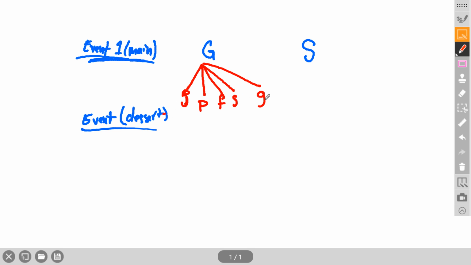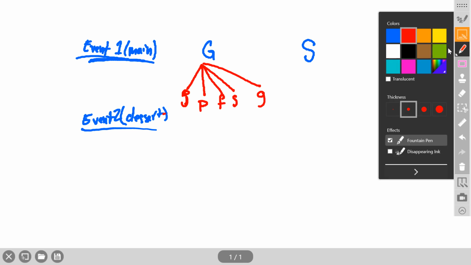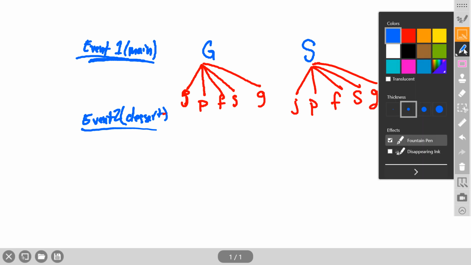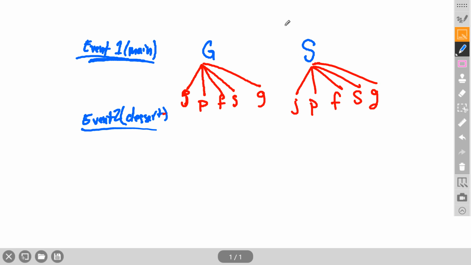Now that's five options for event two paired with one of the options from event one. What about the other option? Well, if you get soup, you also have those five options: Jell-O, pudding, fruit cup, sundae, or granola. So in total, if I want to know how many options I have, every option for event one paired with every option for event two, I have 1, 2, 3, 4, 5, 6, 7, 8, 9, 10. I have 10.